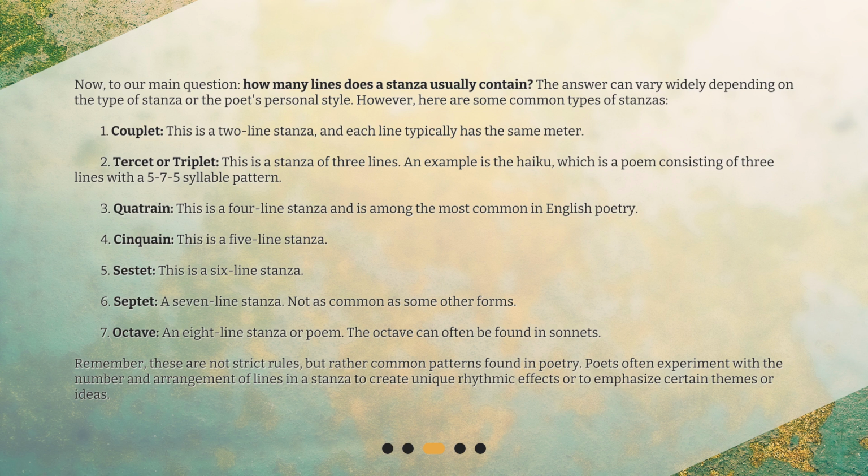4. Cinquain. This is a 5-line stanza. 5. Sestet. This is a 6-line stanza. 6. Septet. A 7-line stanza. Not as common as some other forms. 7. Octave. An 8-line stanza or poem. The octave can often be found in sonnets.